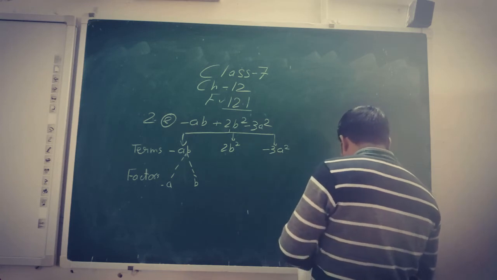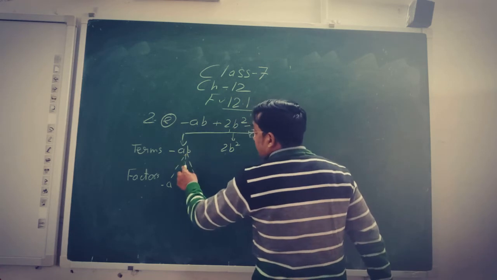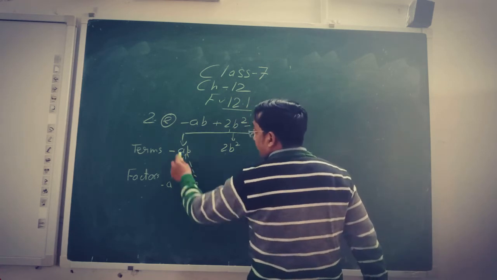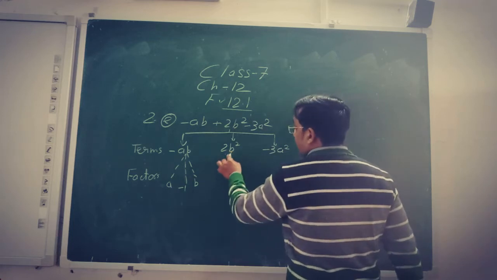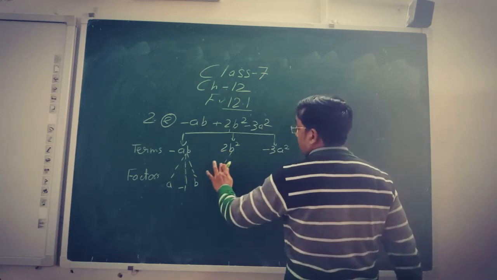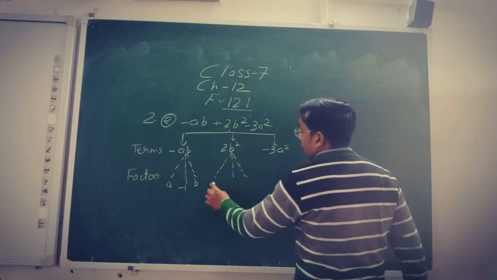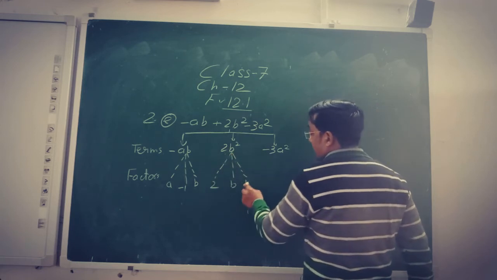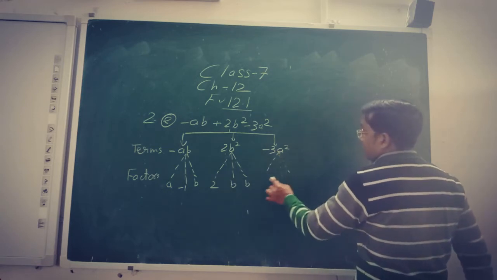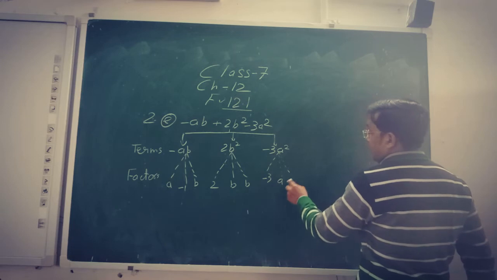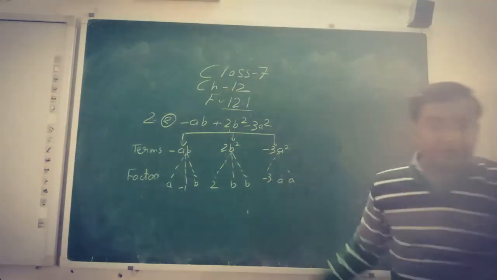And for here, you can write one more thing. Since it is a here, you can put minus numbers. And here, two B and B. Here it will be minus 3A and A. These are the factors of these things.